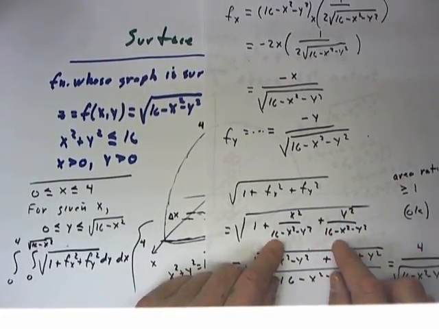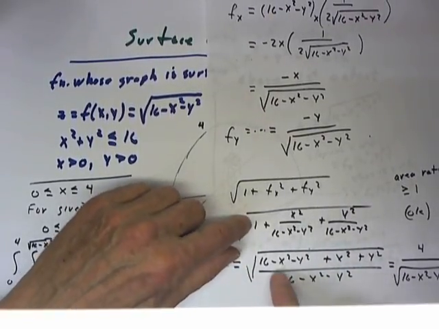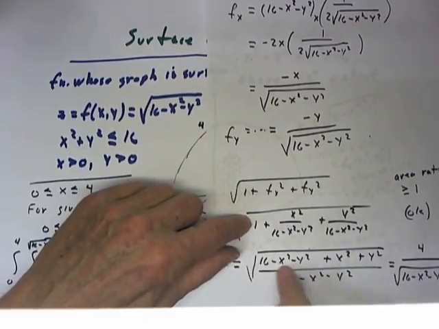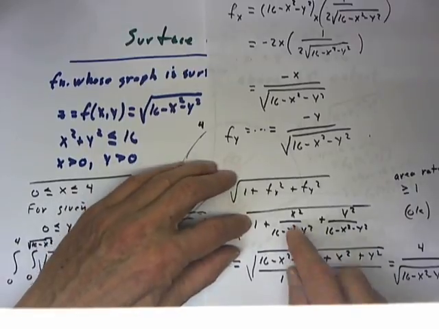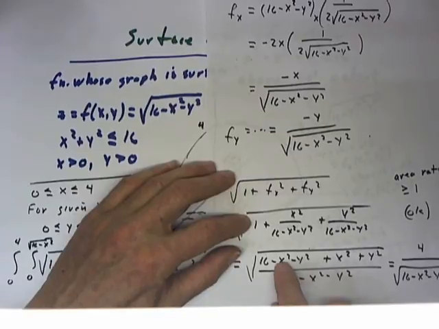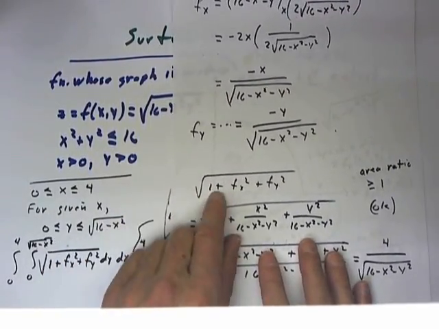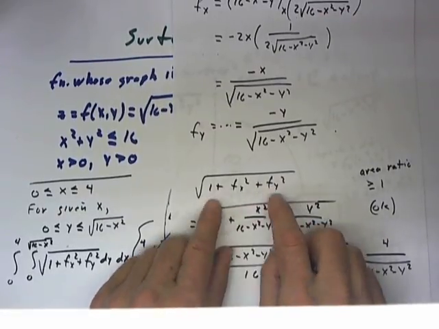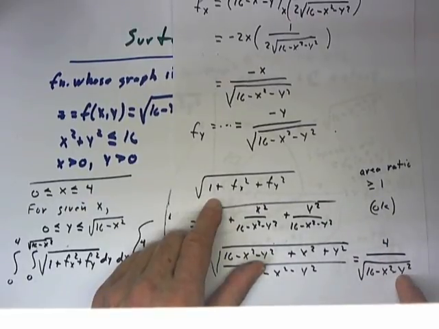Putting all this over a common denominator, 16 minus x squared minus y squared, we see that the 1 becomes 16 minus x squared minus y squared over 16 minus x squared minus y squared, and now we can add the other two terms and we get this result. Our x's add up to 0, our y's add up to 0, so that our area ratio 1 plus fx squared plus fy squared just reduces down to 4 divided by the square root of 16 minus x squared minus y squared. Fairly simple form.